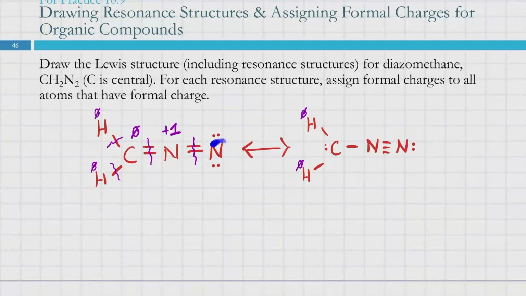And then the nitrogen on the right also likes to have 5. It's got 2 electrons that are just on it, plus it's got the 2 tips of the double bond. So 4 plus 2, it's got 6. That's 1 more than it likes to have, so it gets a -1.